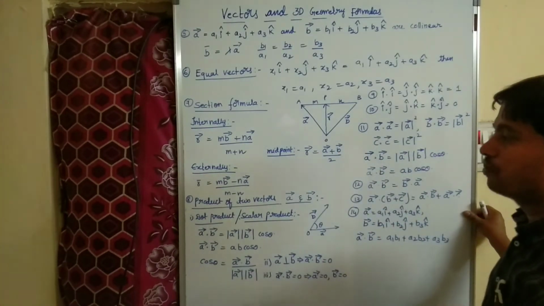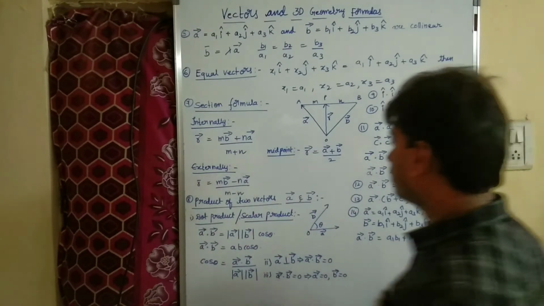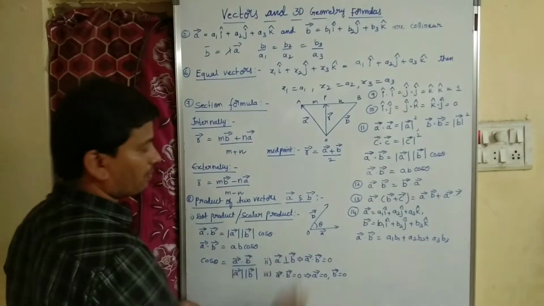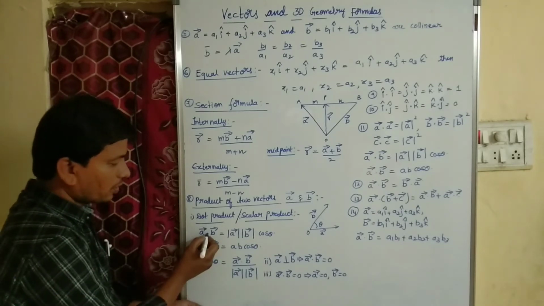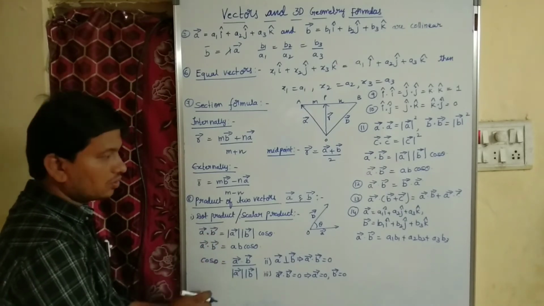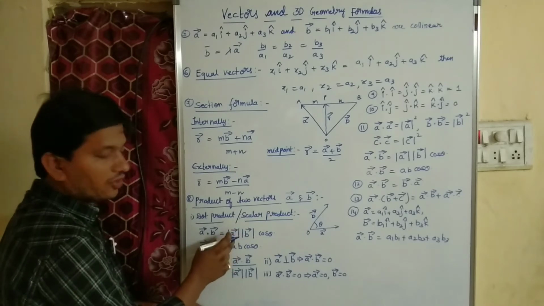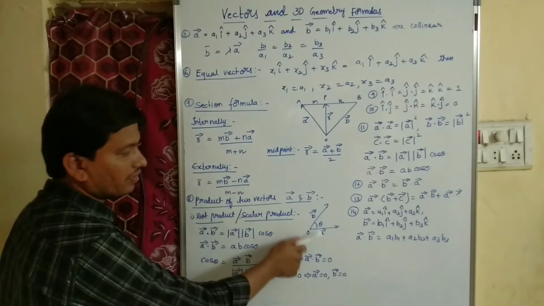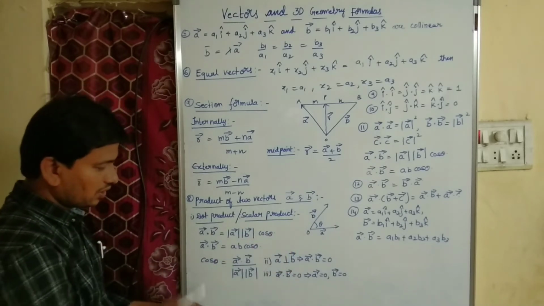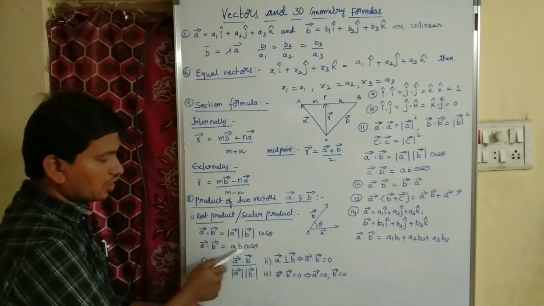Now coming to the product of two vectors, that is a bar and b bar. So that is the dot product. So this is called our dot product. a bar into b bar equal to modulus of a bar into modulus of b bar into cos theta. Here theta is the angle between the two vectors. So we can also write it as ab cos theta.